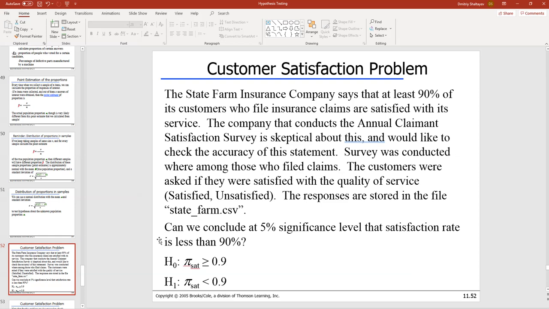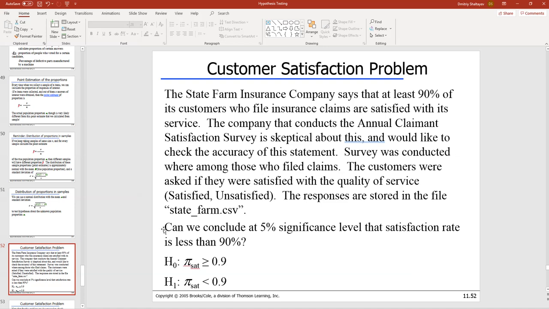So they conduct a survey of customers who were known to file claims in the recent past. The customers were each asked if they're satisfied with the quality of service, how quickly the claim was resolved, how accurate was the assessment, did the company process this, did the customer receive the payment, etc. All these aspects, right? So are they okay with how State Farm Insurance handled that, or are they not okay? So in the file we have a bunch of responses, satisfied versus unsatisfied, and the responses are stored in statefarm.csv.